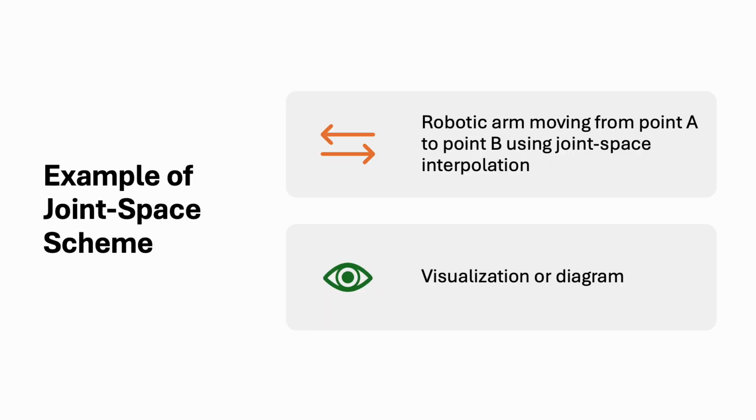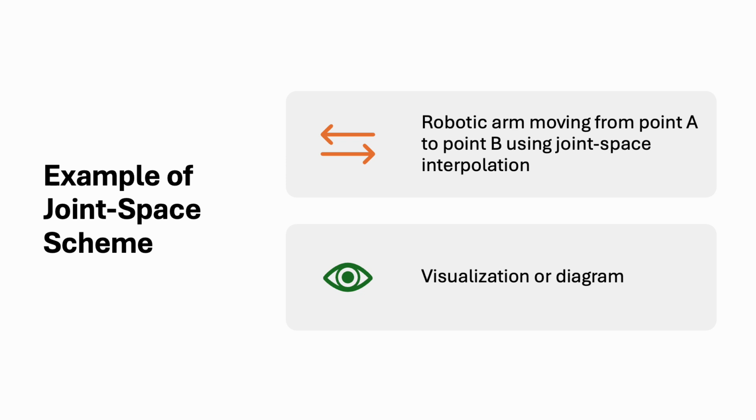Let's look into examples of joint space scheme where a robotic arm moves from point A to point B using joint space interpolation. We just discussed that. Let's delve a little deeper into the visualization or diagram technique.